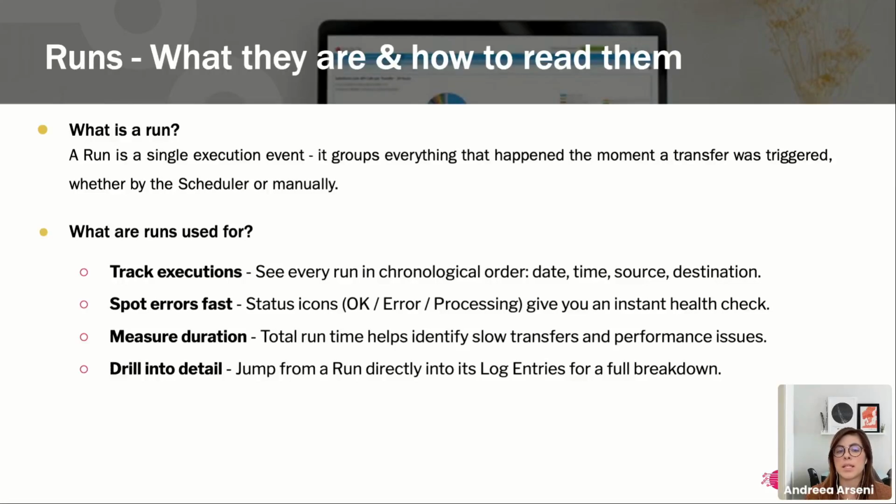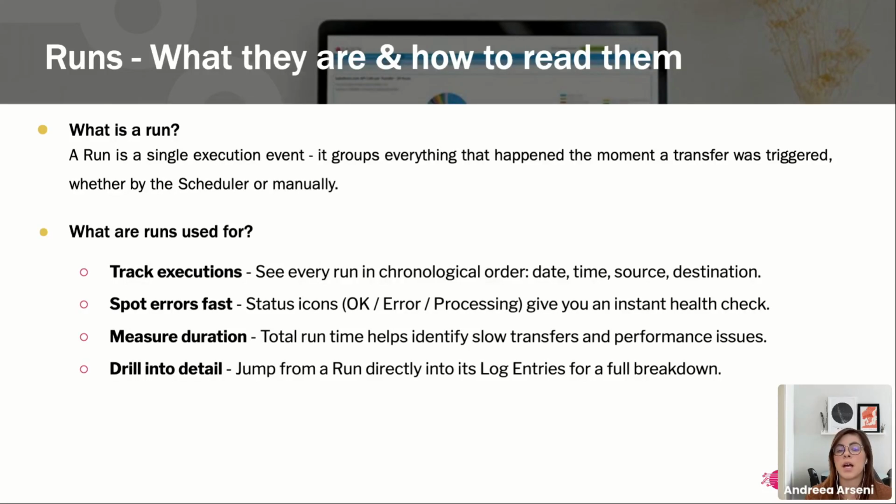The second thing is that via the runs, you can spot errors. You can see exactly what the situation is. You'll have that status icon, the green or the red one, that tells you what's happening there. If it's green, it means everything is okay. If it's red, it's an error, so that needs to be looked into. And if you see it in yellow, that means processing. It means that when you are looking at it, it's trying to transfer data. So it gives you information about how things are going with your specific schedule.